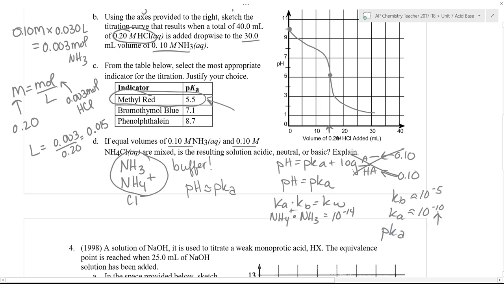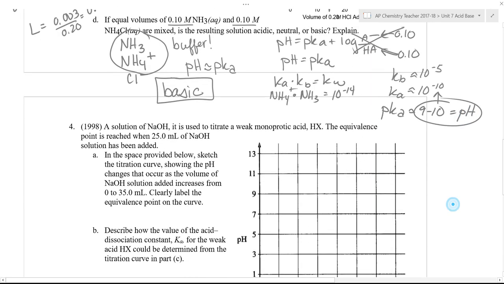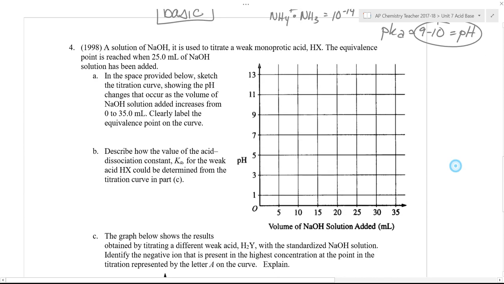So if this number is a 10, then my pKa is going to be around 9 or 10. It ends up being close to that number. And that means the pH is going to be around 9 or 10. So my solution is going to have a basic pH in this case. So you don't even really have to use your calculator. The idea is you can just kind of eyeball it with these ones. Estimate.